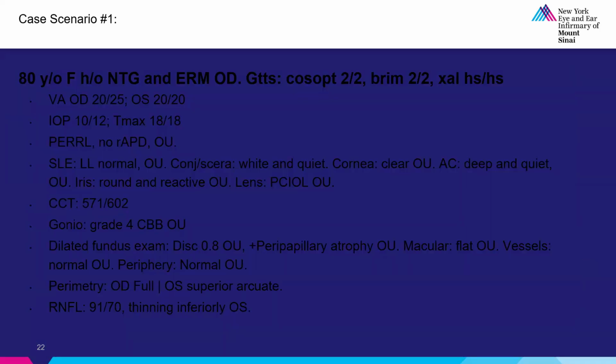So here we have case one. I'm going to first just talk about the case, and then there's a video that goes into a live demonstration. Well, as live as we can get. I was hoping to have ChatGPT pulled up here and type it myself, but a video will do. So it's an 80-year-old female with history of normal tension glaucoma and epiretinal membranes in the right eye on Cosopt and brimonidine and Xalatan eye drops.